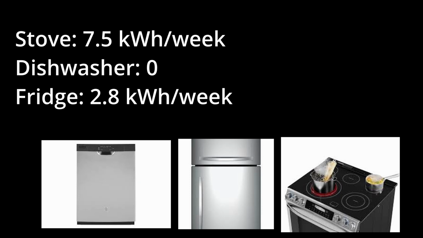Now, for appliances, we have a stove, a dishwasher, and a fridge. The stove, I have one roommate that cooks, and he does about 5 meals a week. A typical convection stovetop is 1,500 watts, and each session is about an hour. So you multiply those two numbers, and you get 7,500 watt hours per week. The dishwasher, we never use. We always hand wash things in the sink. The fridge is typically about 400 watt hours per day, and you multiply that by 7, you get 2,800 watt hours per week.